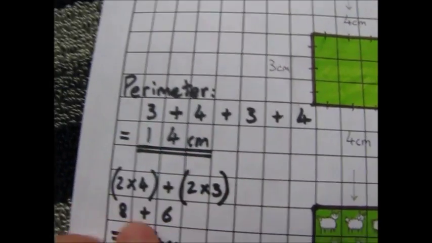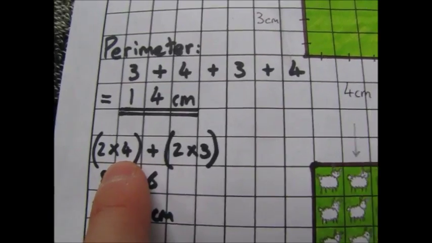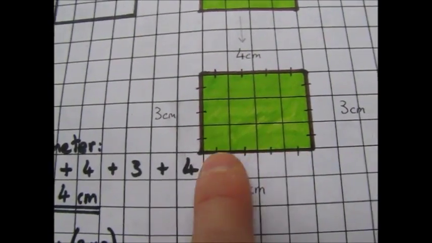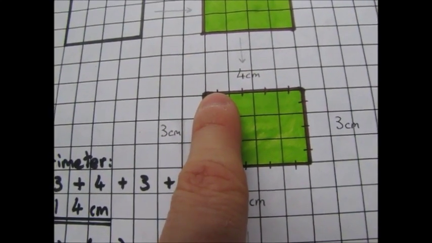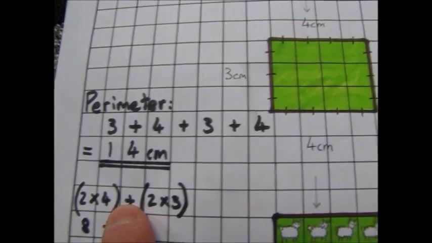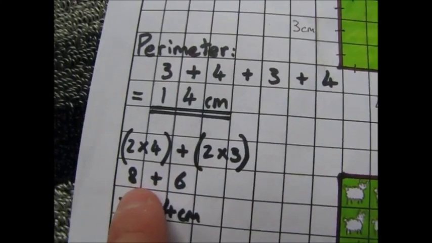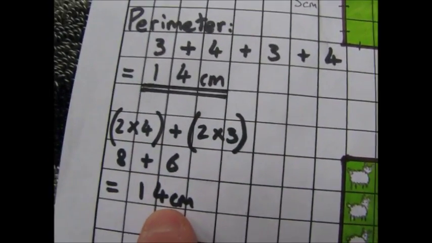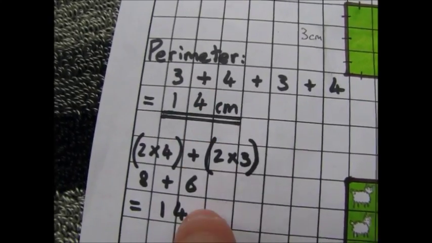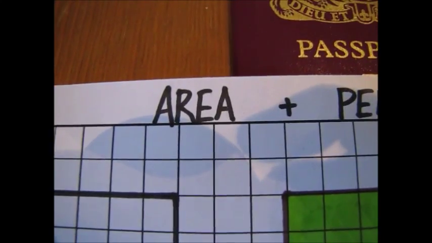Now if you want to be a smarty pants, you can use brackets and multiplication. So here I've done 2 times 4 first, i.e. 2 of these lengths are both the same, so I've just doubled it. So I've done 2 lots of 4 centimeters, and I'm adding that to 2 lots of 3 centimeters here. So that gives me 8 plus 6, and it gives me a total of 14. So it's exactly the same way of doing it, but this way is a bit quicker. Okay, I'm going to move on to area now.